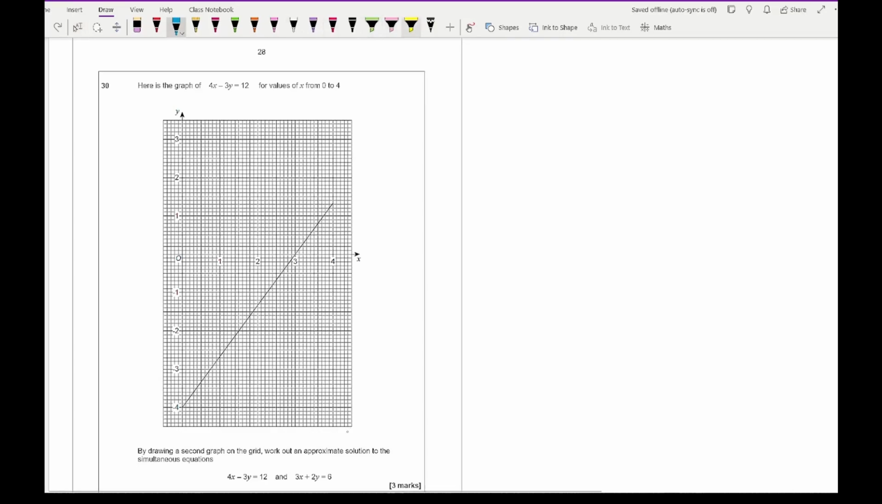So the equation has already been drawn of 4x minus 3x. So that one's done. So what I need to do is plot 3x plus 2y equals 6. Now to do this, all we need is 2 points. So just guess two nice small values of y. So when x equals 0, then this equation is going to be 0 plus 2y equals 6. So that means y must equal 3. So one coordinate is 0, 3.